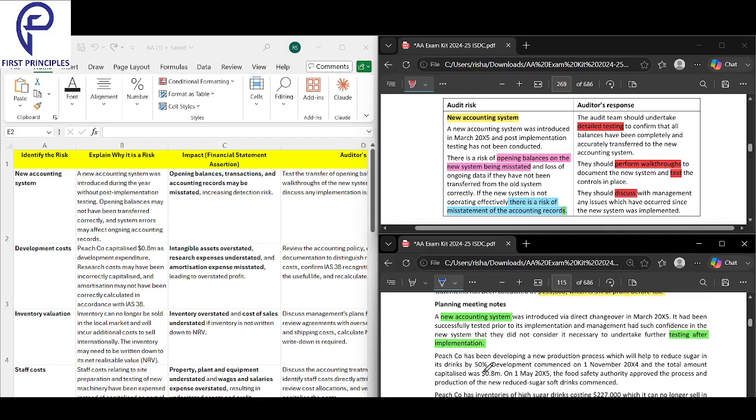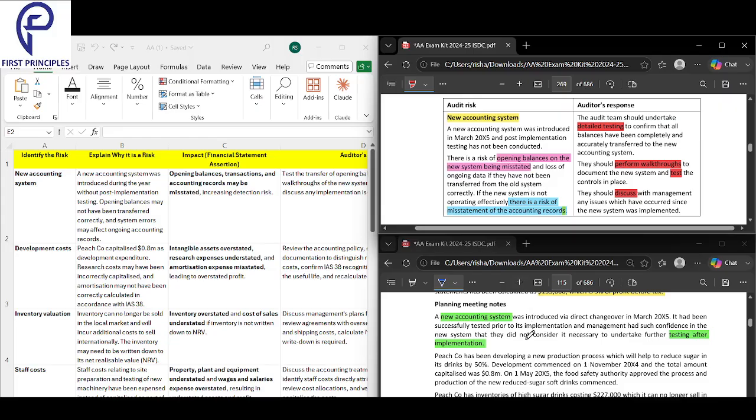Okay. The biggest risk is that after implementation, they did not do any testing. That is the biggest risk.